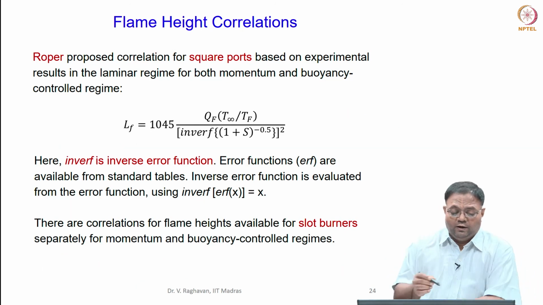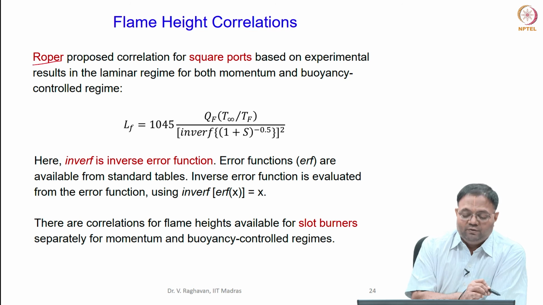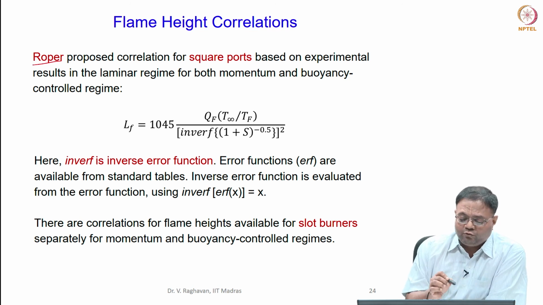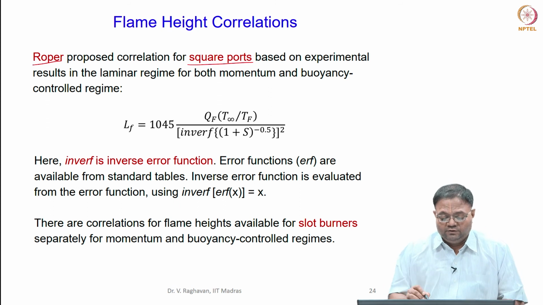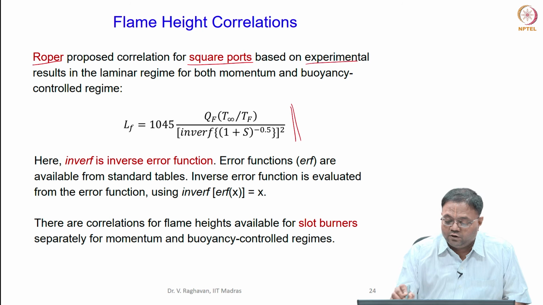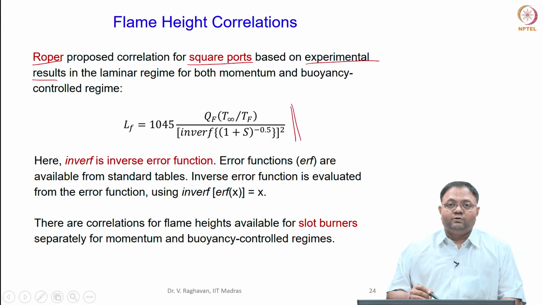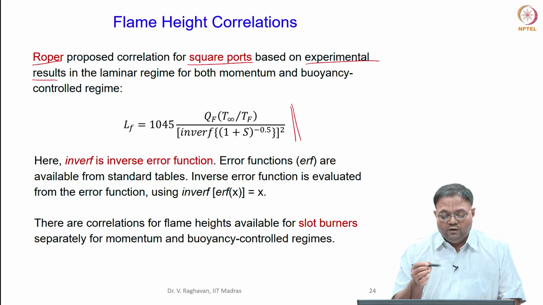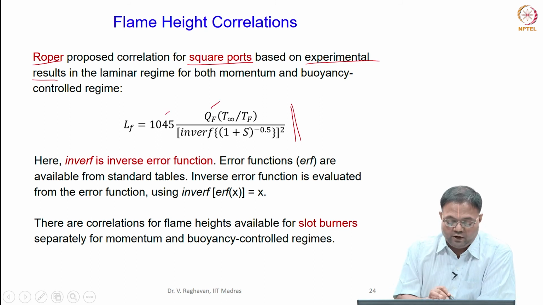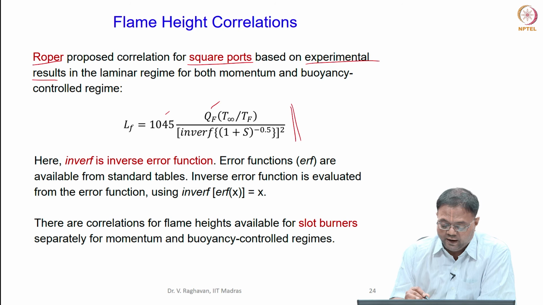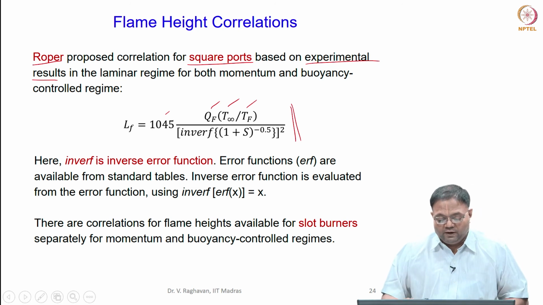Now, Roper's correlation for circular ports has been seen. Roper has also proposed a correlation for square ports. Again, it is an empirical, experiment-based correlation. Similar terms are seen here: some constant and the volumetric flow rate, so LF depends directly on the volumetric flow rate. Again, the temperature of the oxidation stream and the temperature of the fuel stream are incorporated.